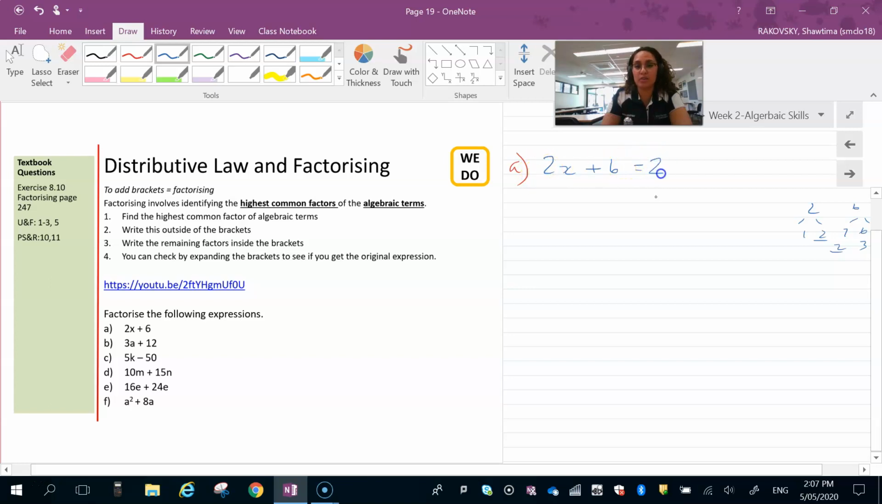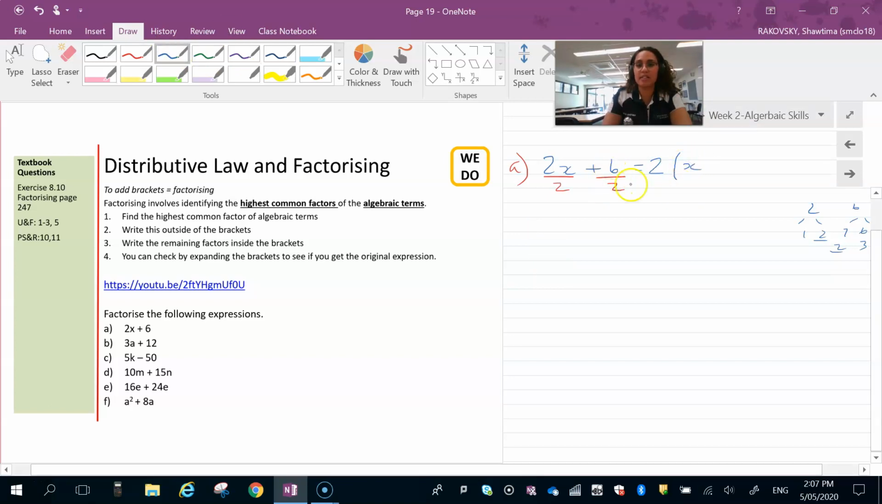So we would write 2 out the front. Now, there's a variable here, but there's no variable here, so that means there's no variable that's a common factor. We would then put our brackets in. So we would look at it like this: 2x divided by 2 and 6 divided by 2. So 2x divided by 2 means we are left with an x, and 6 divided by 2 means we would be left with 3.